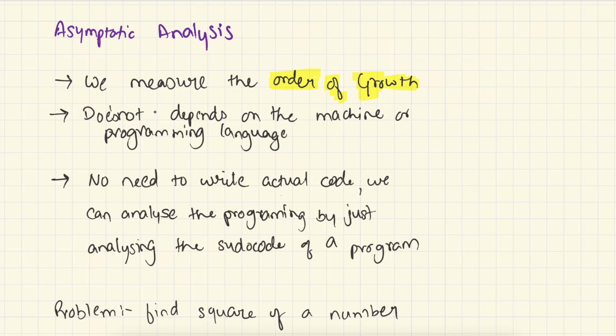The cool thing about asymptotic analysis is that it does not depend upon the machine or the programming language. So we do not need to care about which machine the program is running on and in which programming language the program is written. One more thing about asymptotic analysis is that we do not need to write the actual code to analyze the program. We can just write the idea of the program, the pseudocode, and we can simply analyze which algorithm is faster and which is slower.